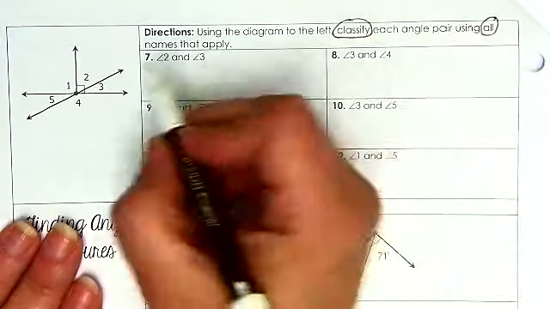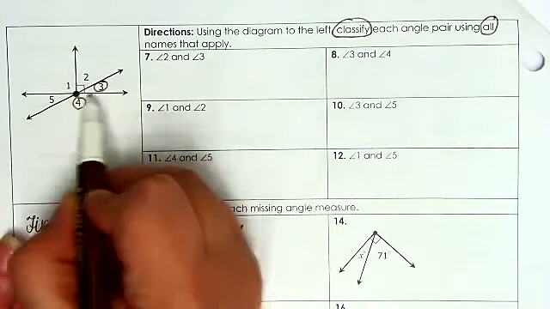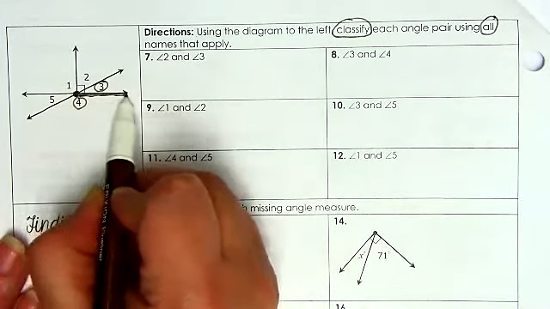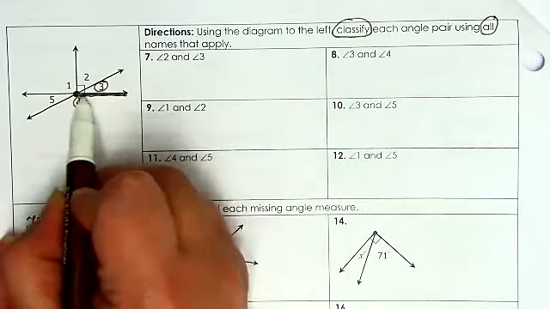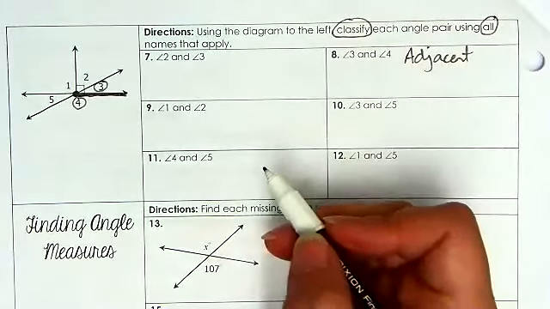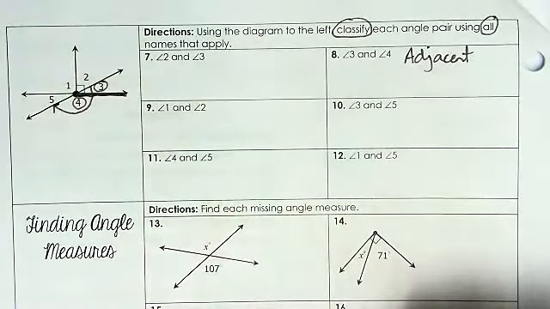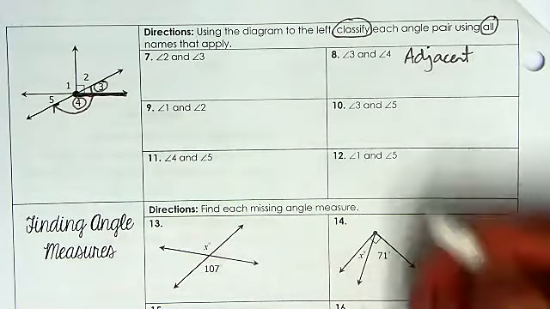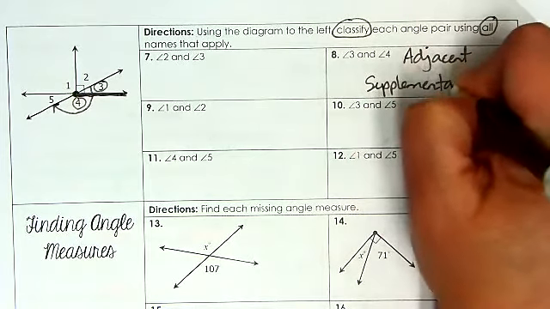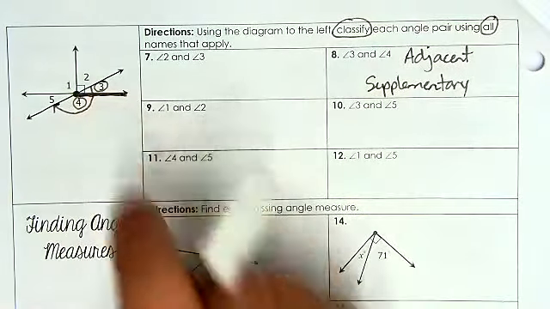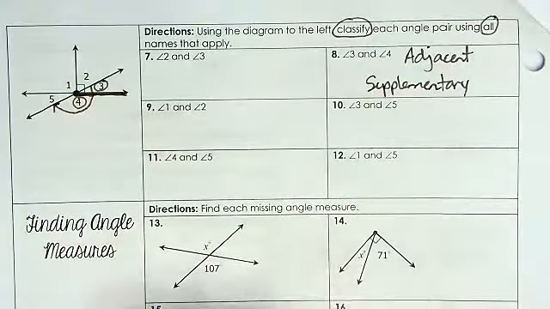Well, one thing that I notice is that they share the vertex and this side. So I know right off they are adjacent. Next, I'm going to see that together, both of them make a straight angle, which equals 180 degrees. So this is supplementary because it makes this straight angle. And you see how in my work, I'm showing that. All right, let's look at another example.